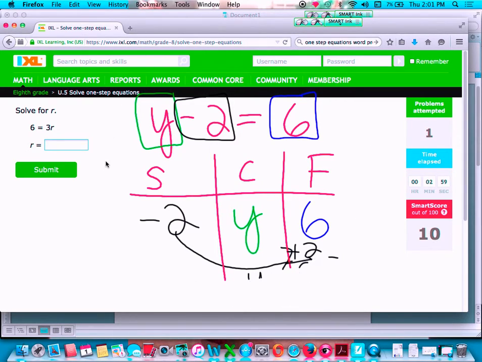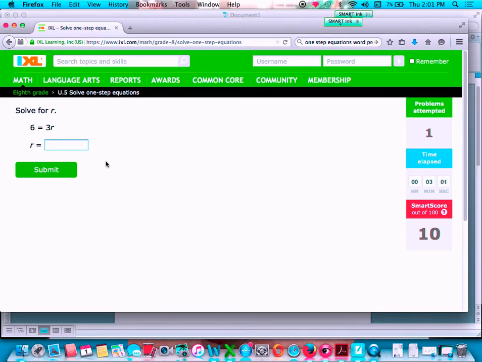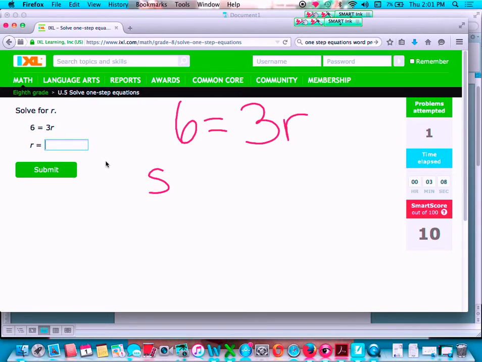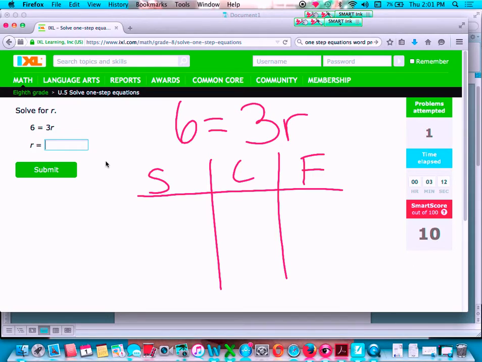I'm going to do another one here with you that you can still do on that side of the page taking notes. So let's write down this problem here on the back side of those word problems: 6 equals 3r. We're going to set up our example table here that we've got, start, change, and finish. We just have to set it up.